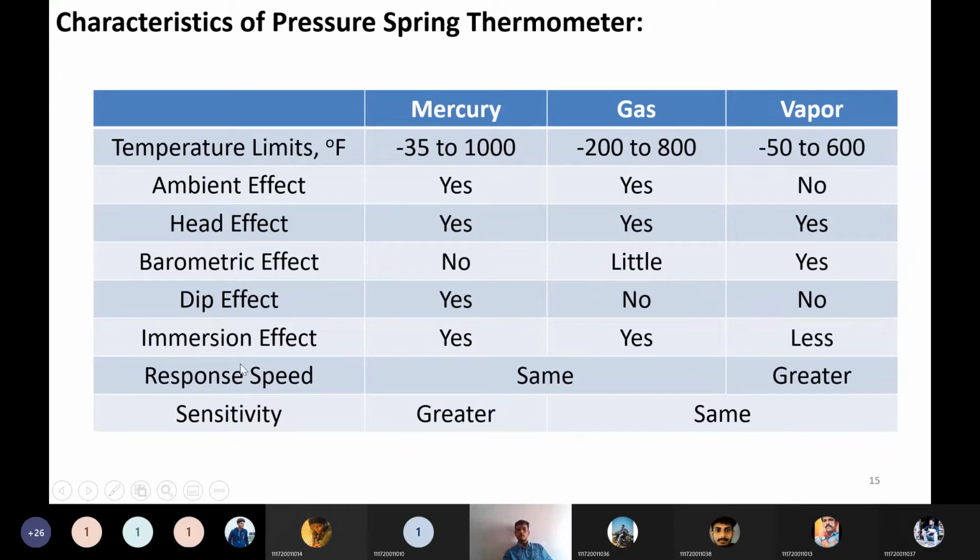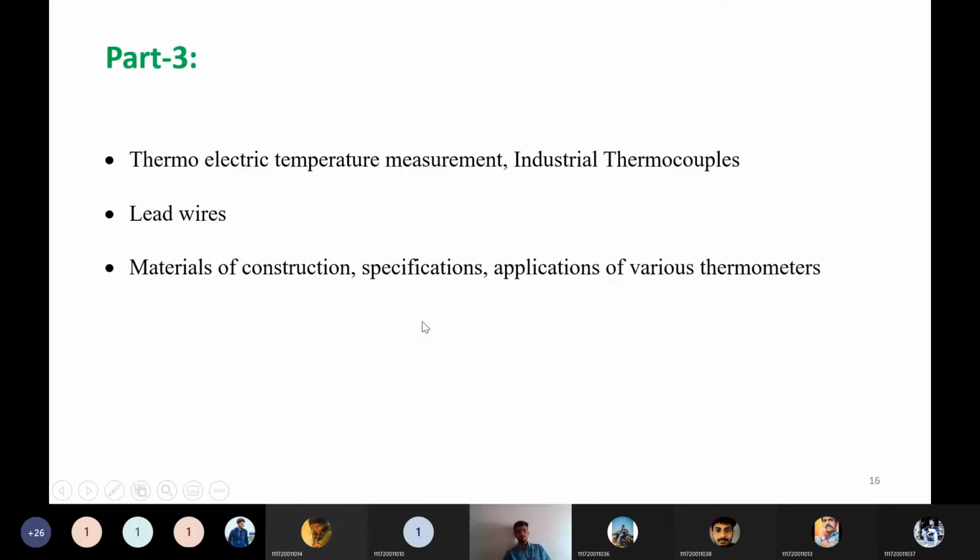Then the speed of response will be almost the same for the mercury and gas, and the greater speed of response will be there for the vapor. And sensitivity will be very high, or greater, in the mercury thermometer, and almost similar sensitivity will be there for the gas and vapor. So this chart shows the factors.